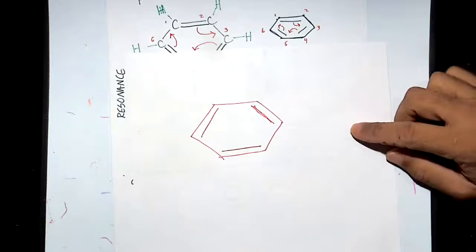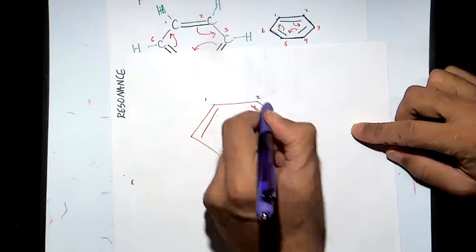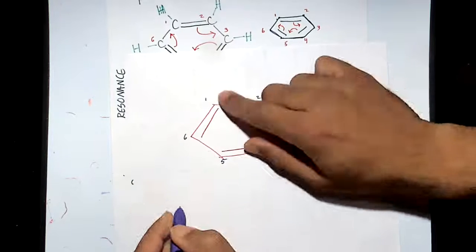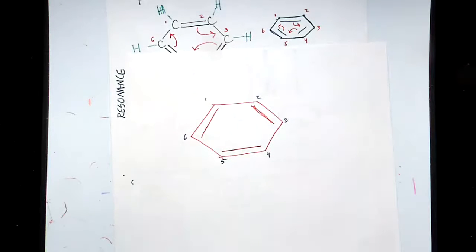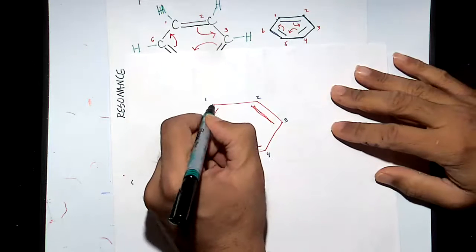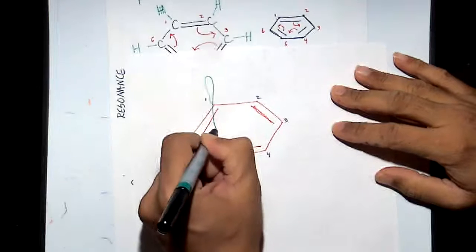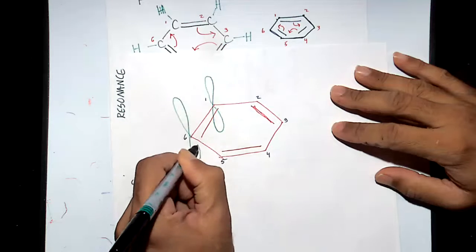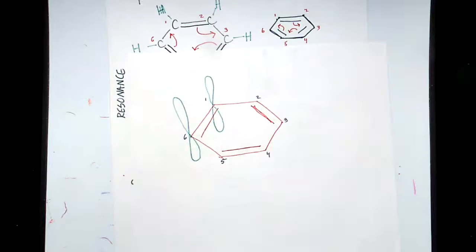So here are our carbons one more time: 1, 2, 3, 4, 5, 6. This double bond represents a pi bond. A pi bond is an overlap of p orbitals. Let me draw one p orbital of this carbon and one p orbital of this carbon. Here's a double bond, so let's do the overlap there.